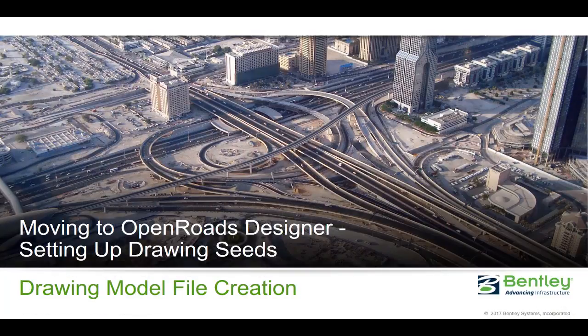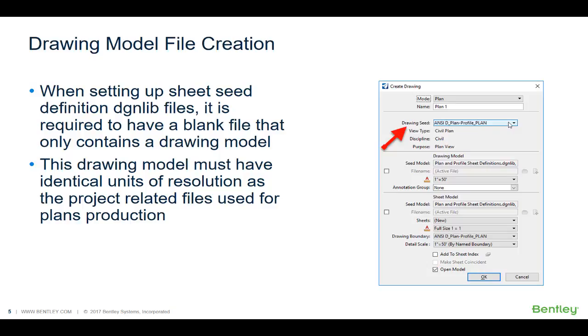So let's begin by taking a look at the drawing model file creation. When setting up sheet definition DGN lib files, it is required to have a blank file that only contains a drawing model. This drawing model must have identical units of resolution as the project-related files used for the plan's production.